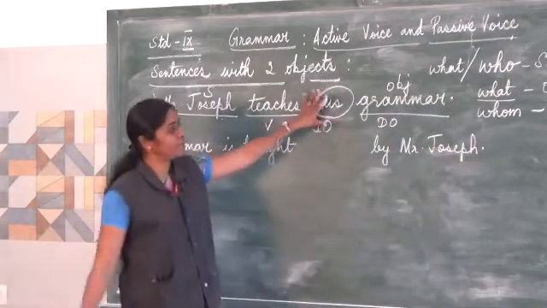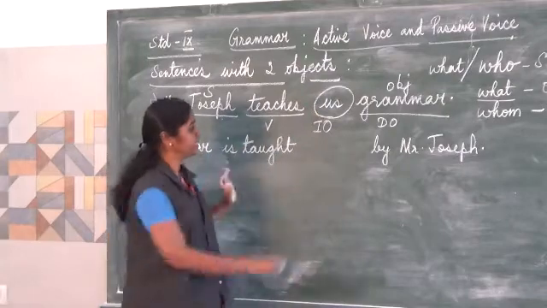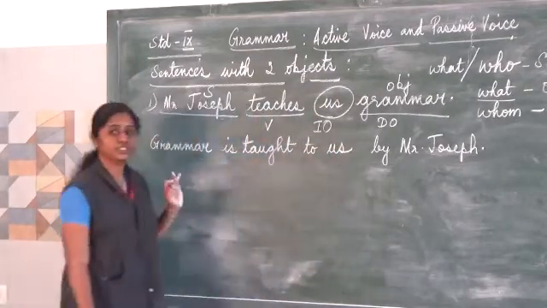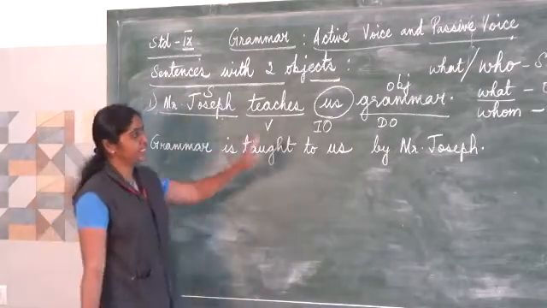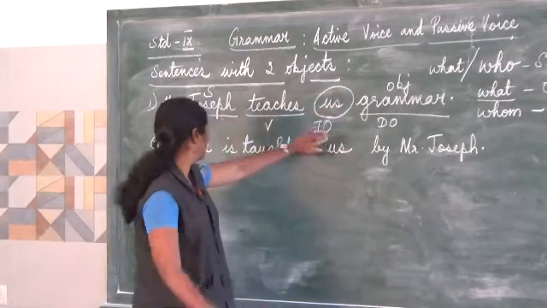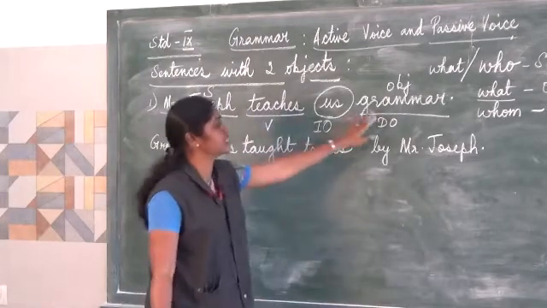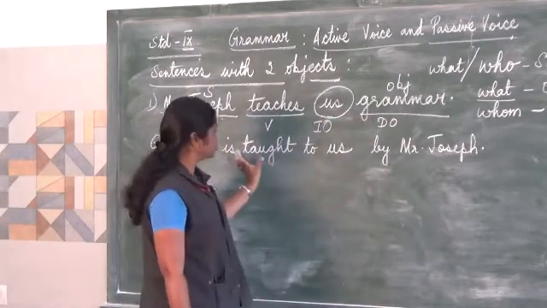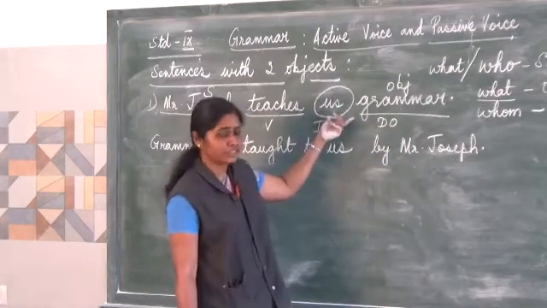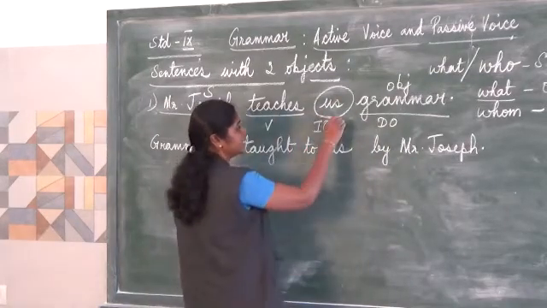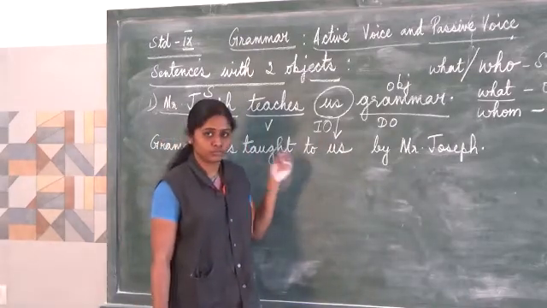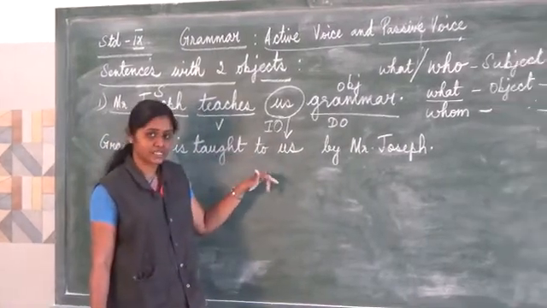Now this extra part, the indirect object, you just bring it down. Taught to us by Mr. Joseph. Usually if you have a sentence without indirect object, this is how you will write the answer. Mr. Joseph teaches grammar means grammar is taught by Mr. Joseph. But in this sentence you have indirect object also, so you are just bringing it down as it is with the inclusion of the preposition to. That's all. This is one answer.